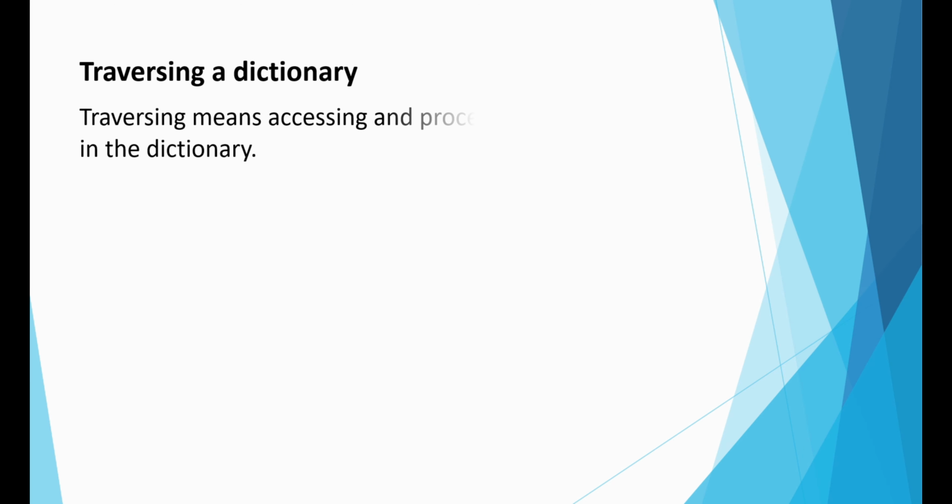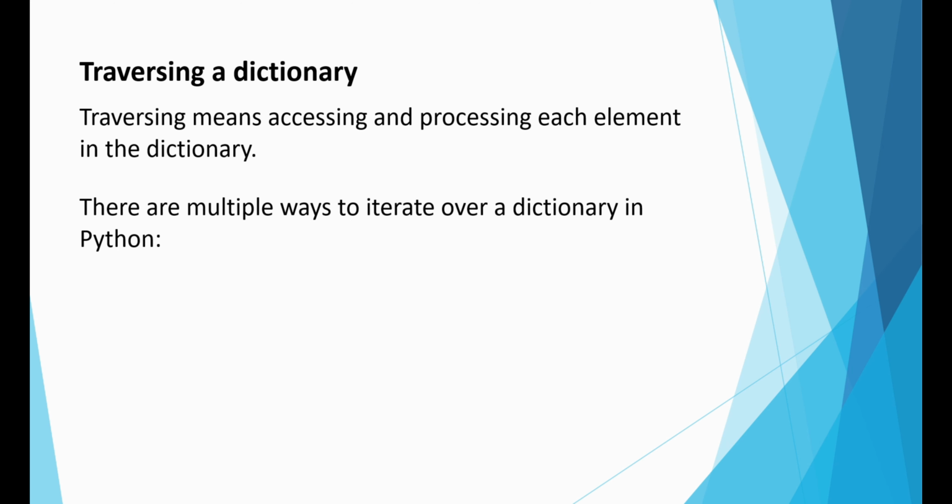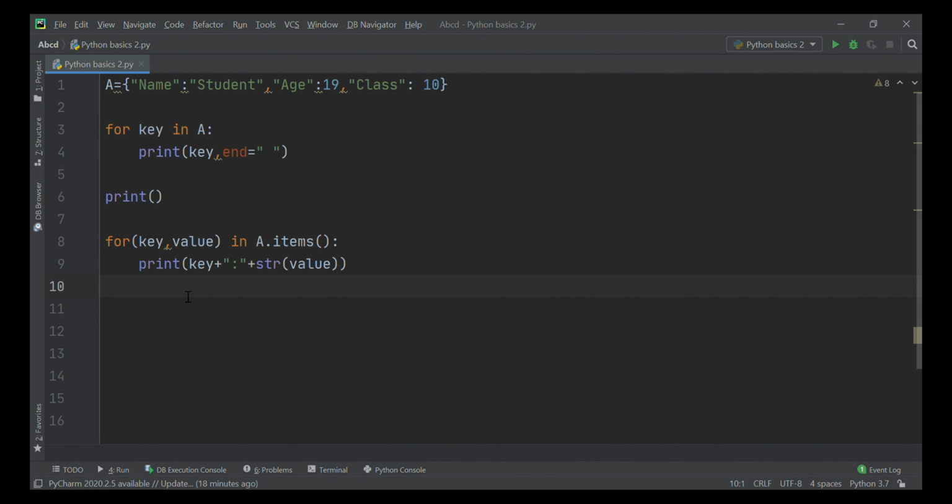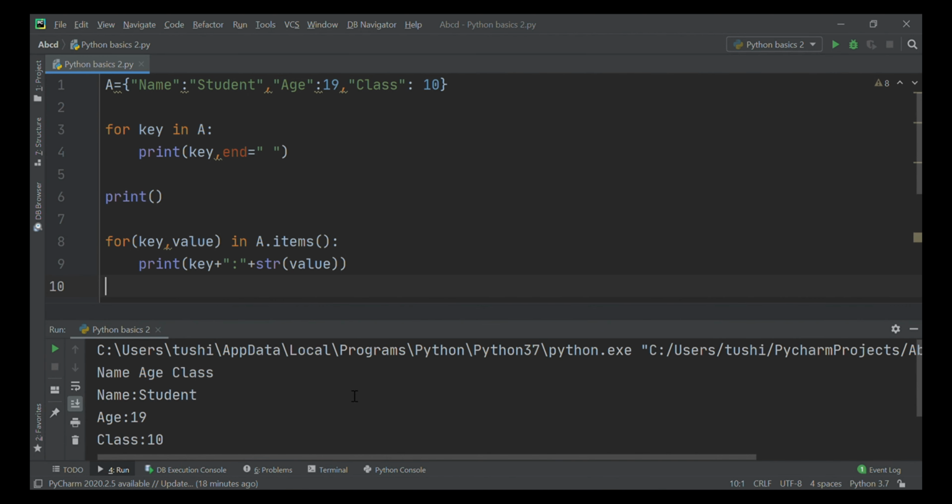Traversing a dictionary just means accessing and processing each element in the dictionary. There are multiple ways to iterate over a dictionary in Python. We can iterate through all the keys, through all the values, and through all the key and value pairs. In this program, we have traversed through the dictionary using the loops. Using the first for loop, we have printed only the keys, and using the second for loop, we have printed both the keys and their corresponding values.